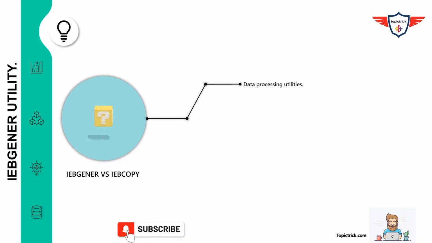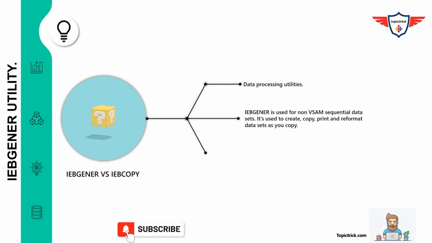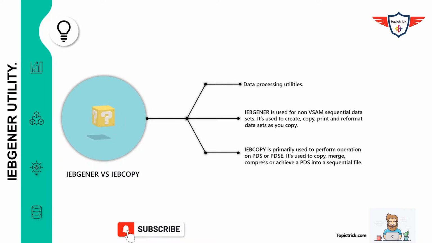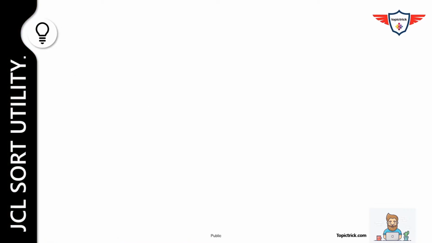Well, the correct answer is that both utilities are used for data processing. IEBGENER utility is used for non-VSAM sequential datasets. It is used to copy, create, print, or reformat datasets as you copy. On the other hand, you have IEBCOPY, which is primarily used to perform operations on partitioned datasets, PDS or PDSE. It is used to copy, merge, compress, or archive a PDS into a sequential file.